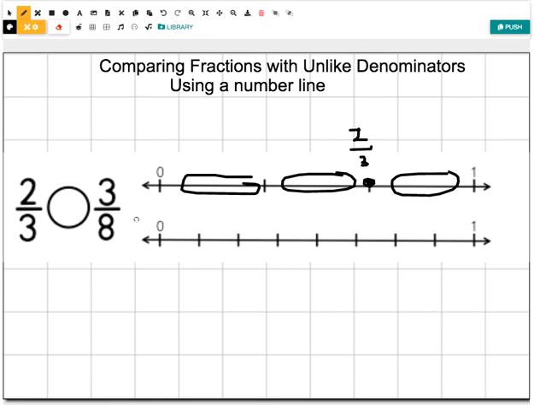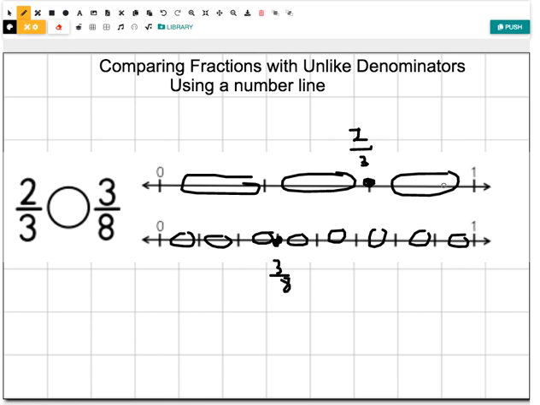And now I'm going to look at the 3/8. So make sure this has 8: 1, 2, 3, 4, 5, 6, 7, 8. Now I'm going to find 3/8. So 0, 1/8, 2/8, 3/8. So it's going to be right here on this third line. So 3/8. Now I just want to see which one is greater than.